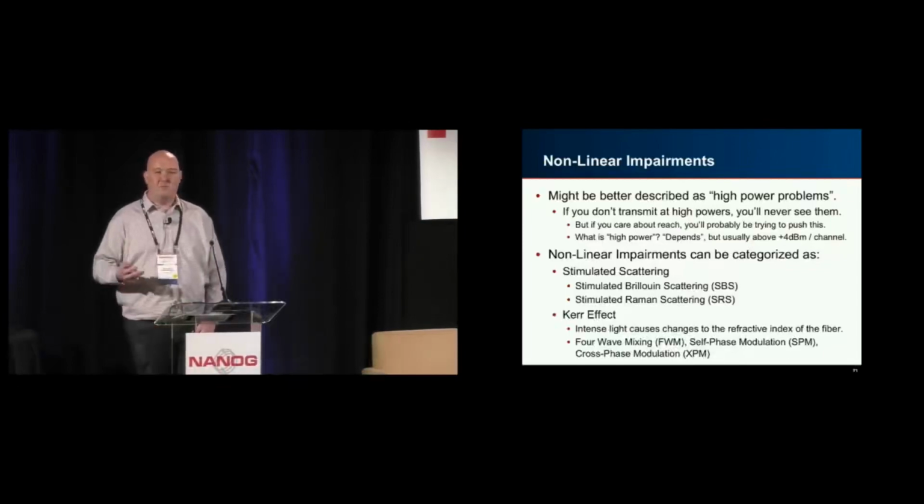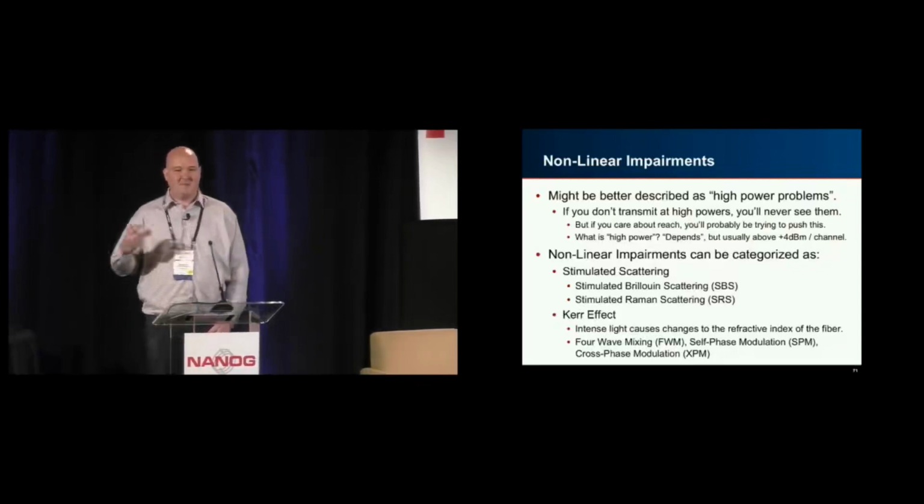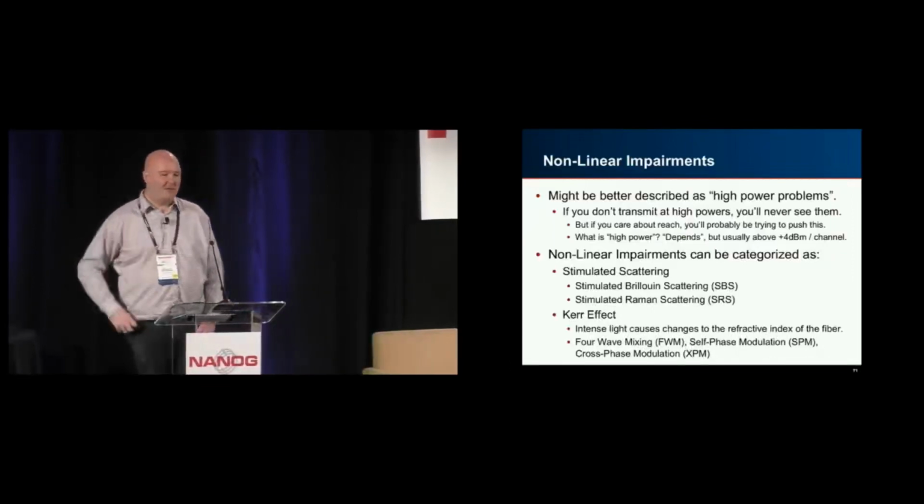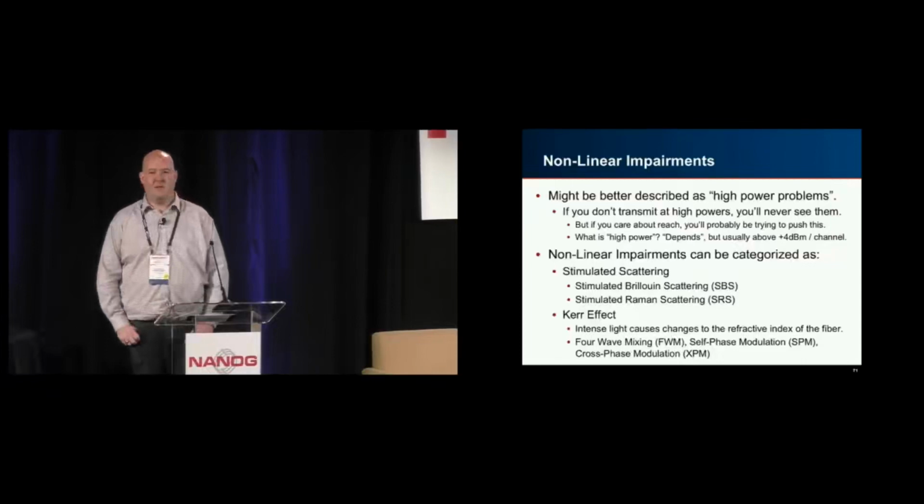Why do you care? You want to transmit at high powers, because if you transmit at a high power, that means you receive at a higher power. That means you introduce less noise. That means you can continue to amplify for longer. So you do want to push it as far as you can. But what do I mean by high power? Well, usually the magic number is somewhere around +4 dBm per channel.